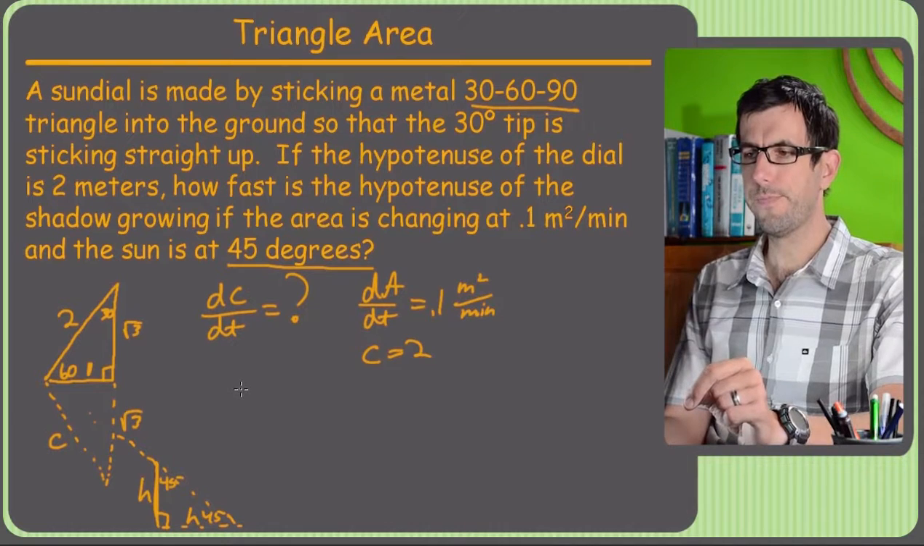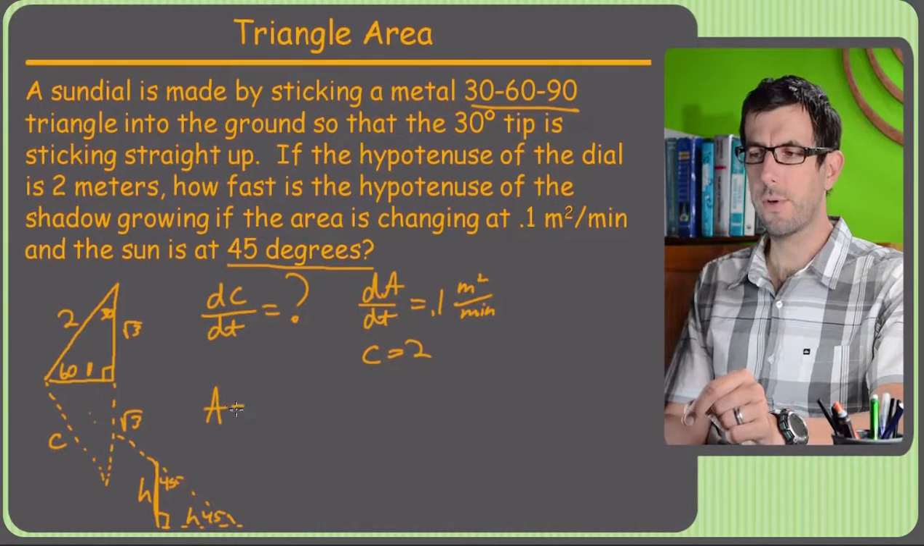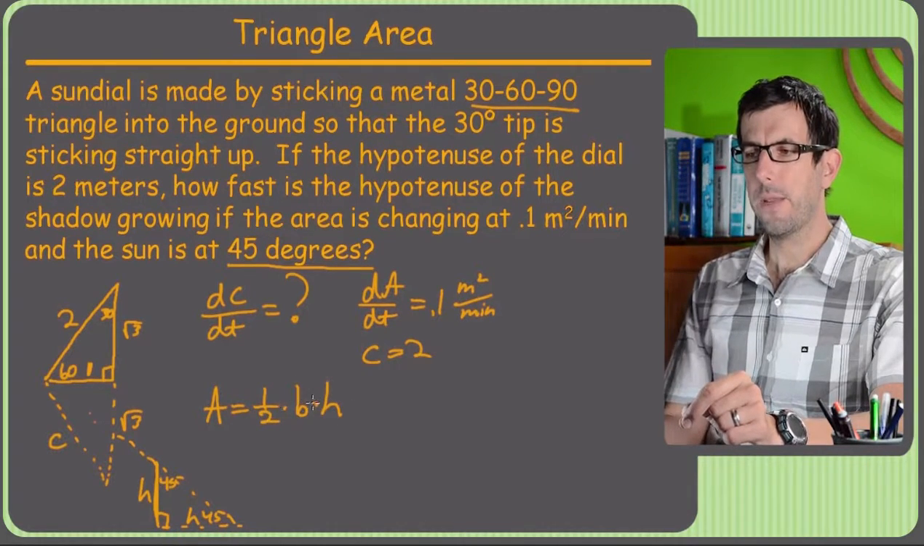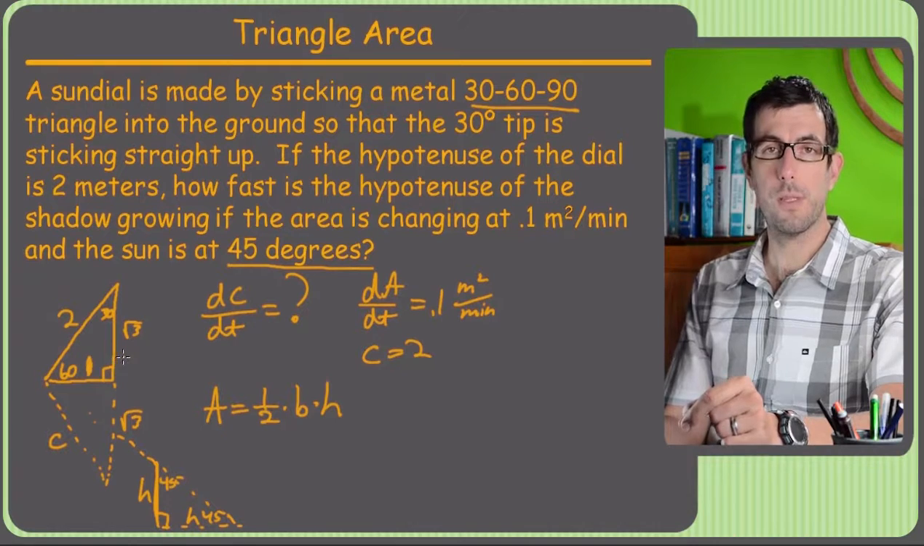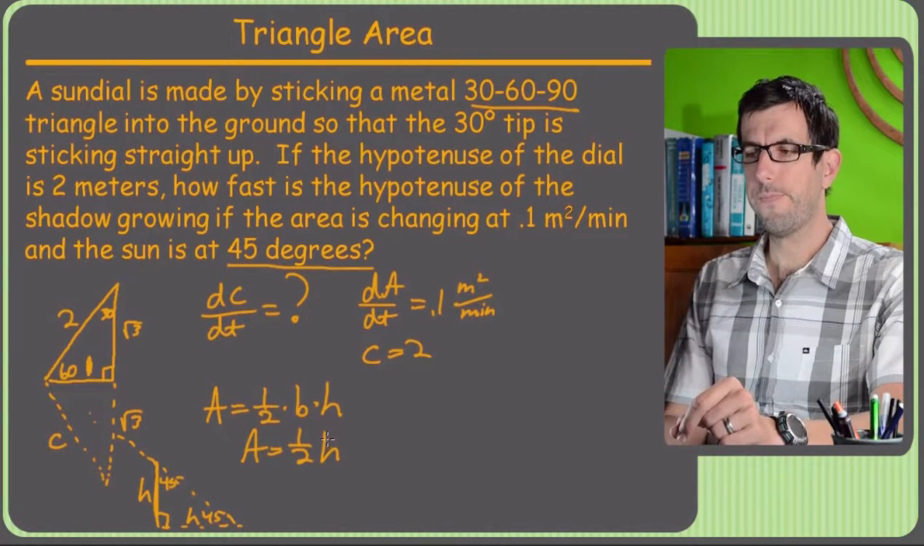We'll see what happens. Alright, so they've asked us for dC/dt. And they gave us the rate of change of area, which means we're using the area of a triangle. So area equals 1/2 times base times height. And on this one, the base is always 1. That's not changing, that's not a variable, it's just constant.